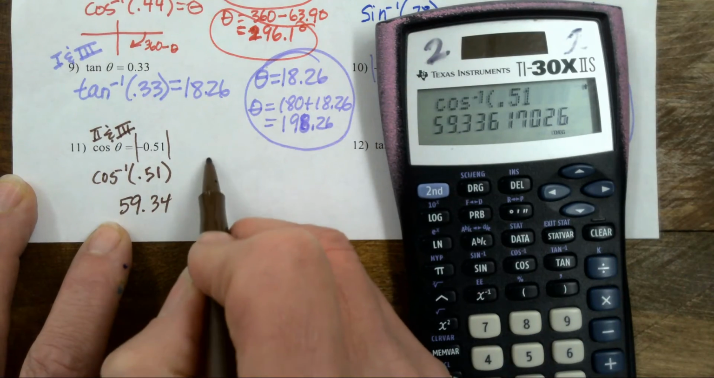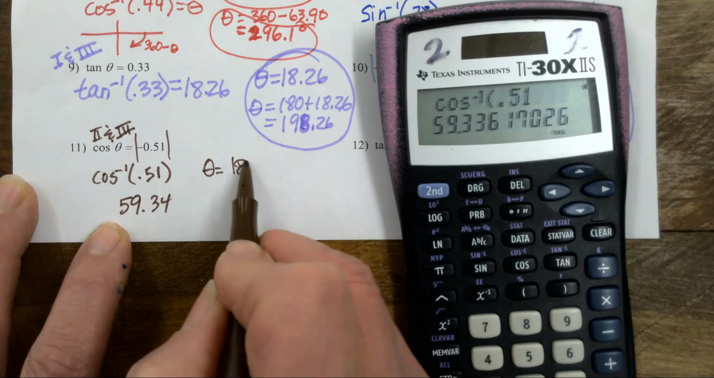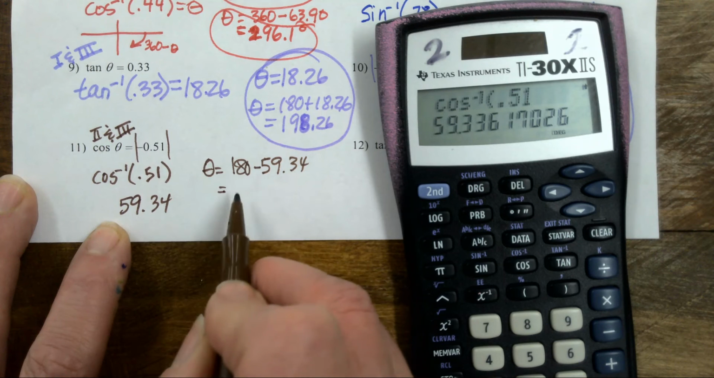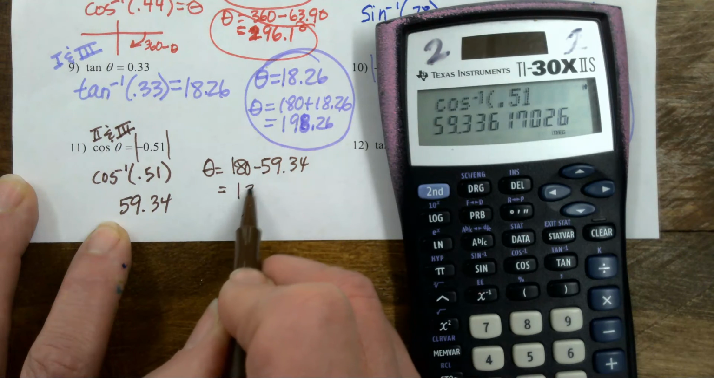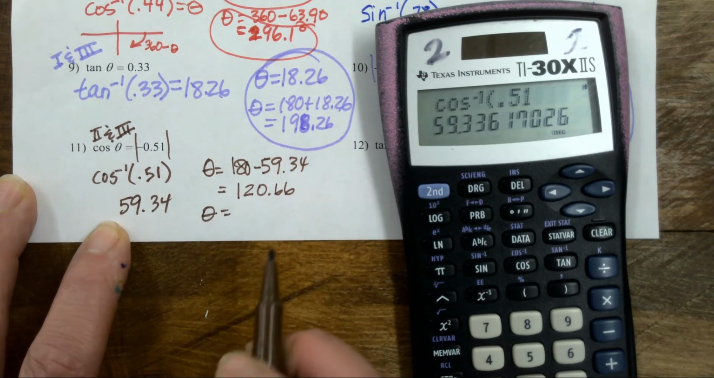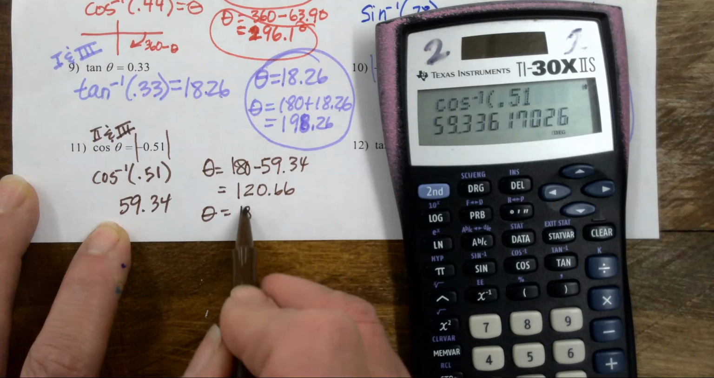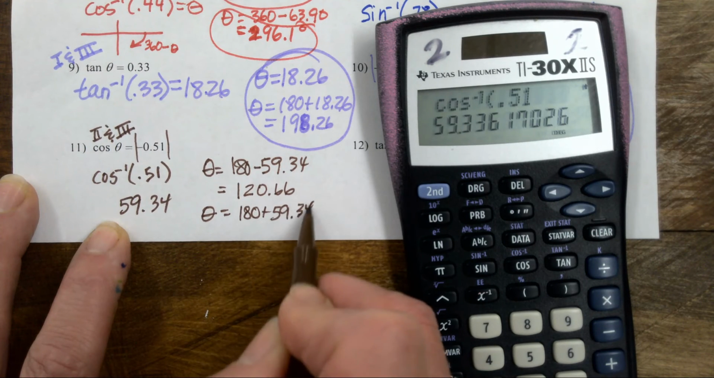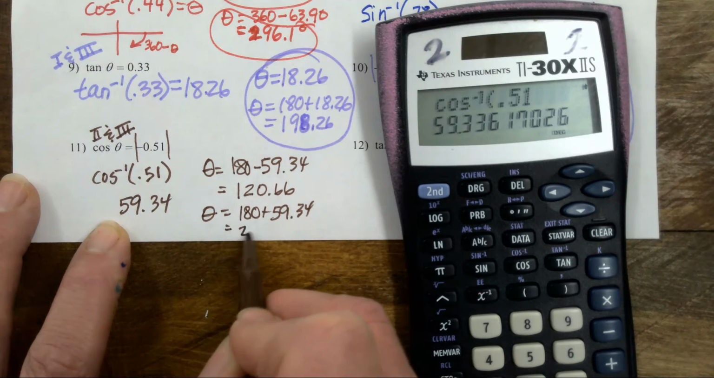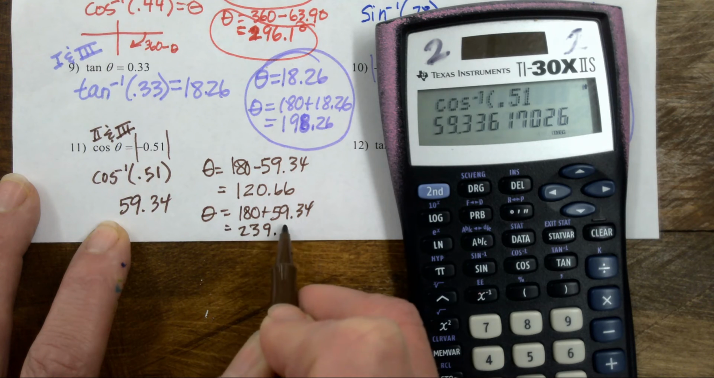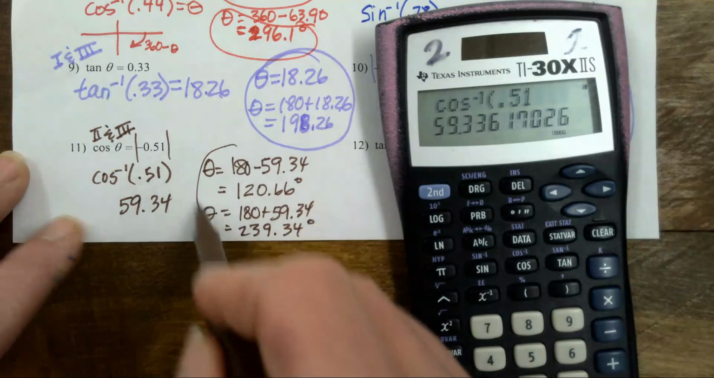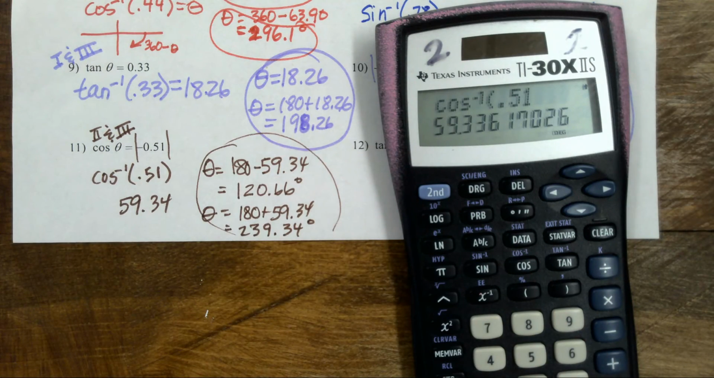So how do I do second quadrant? 180 minus, which I get 120.66. Okay. And how do I do the third quadrant? 180 plus. And we get for that one 239.34. Does that seem reasonable? Anybody agree? Okay, good. So those are my two answers. Again, you have to work the calculator.